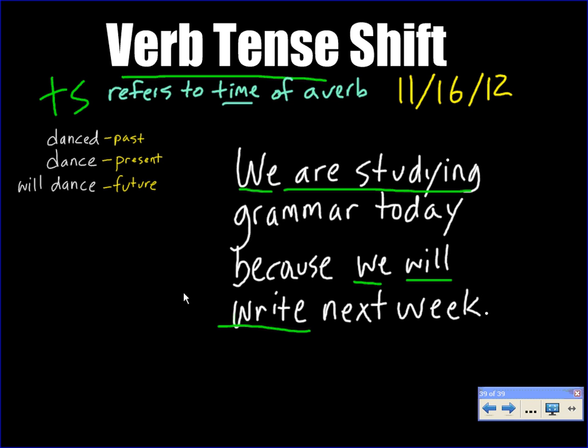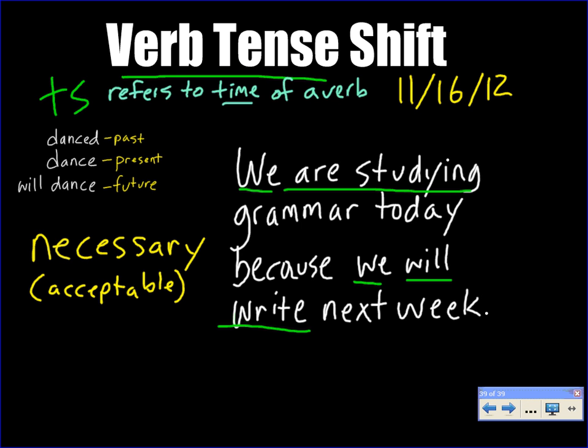Does that shift make sense? The sentence makes sense, right? I can talk about the present and the future in the same sentence, and it makes sense, not a problem. That is a necessary, or what we might consider an acceptable, tense shift. I can shift tenses.